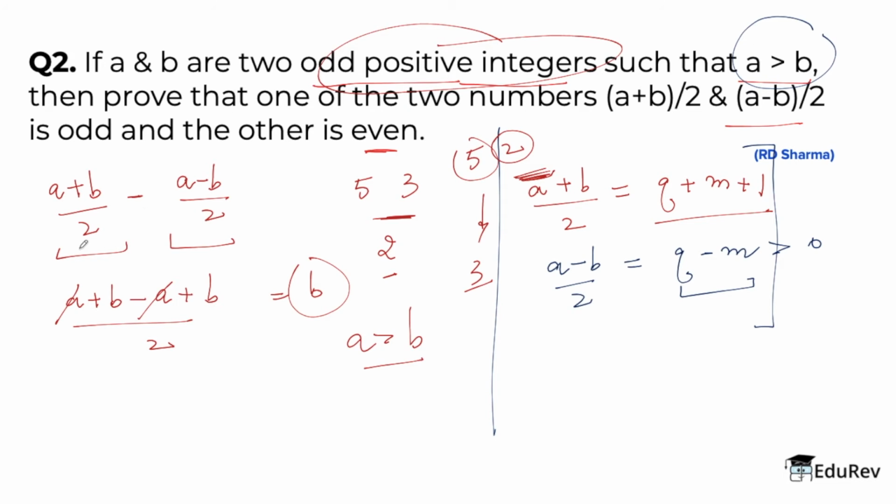Okay, so we got the result for what a plus b by 2 and a minus b by 2 are, and we found out that both of these numbers were positive. Then what did we do? We subtracted these two numbers and we found b. Now we know that b is an odd positive integer. Okay, now that means b is an odd number.